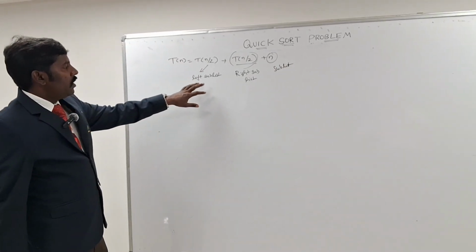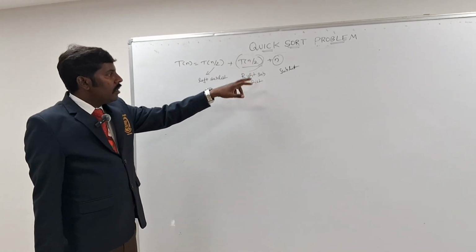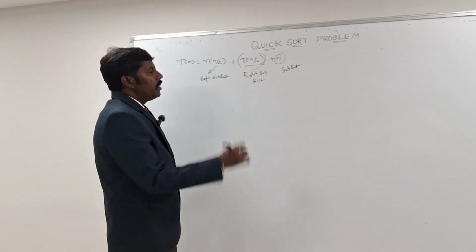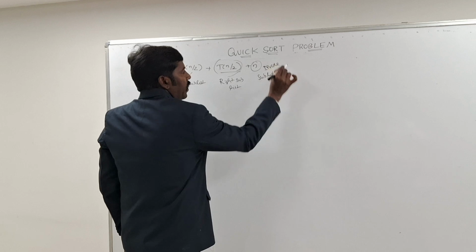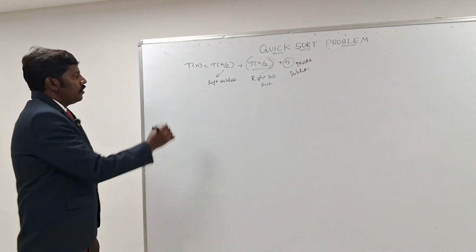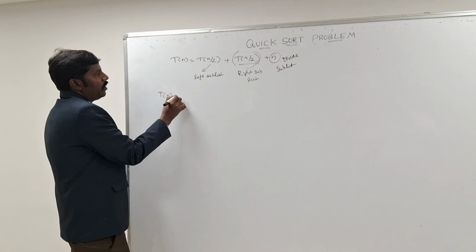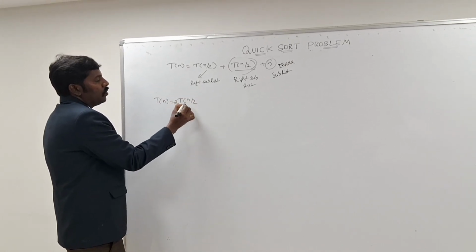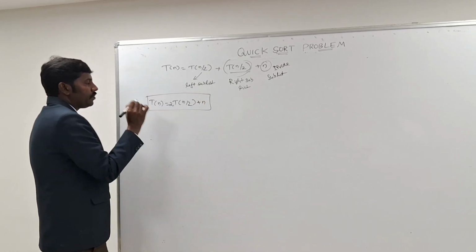So this is the required time for the left sublist. This is required for the right sublist array. This is the required time to divide the entire array. So add T of n by 2, T of n by 2, 2 T of n by 2 plus n. This is the recurrence equation.